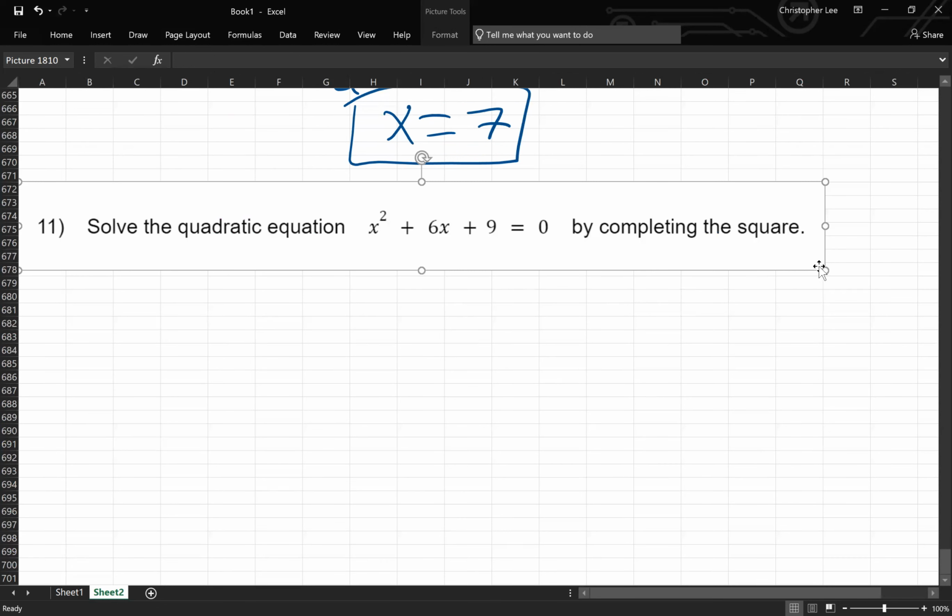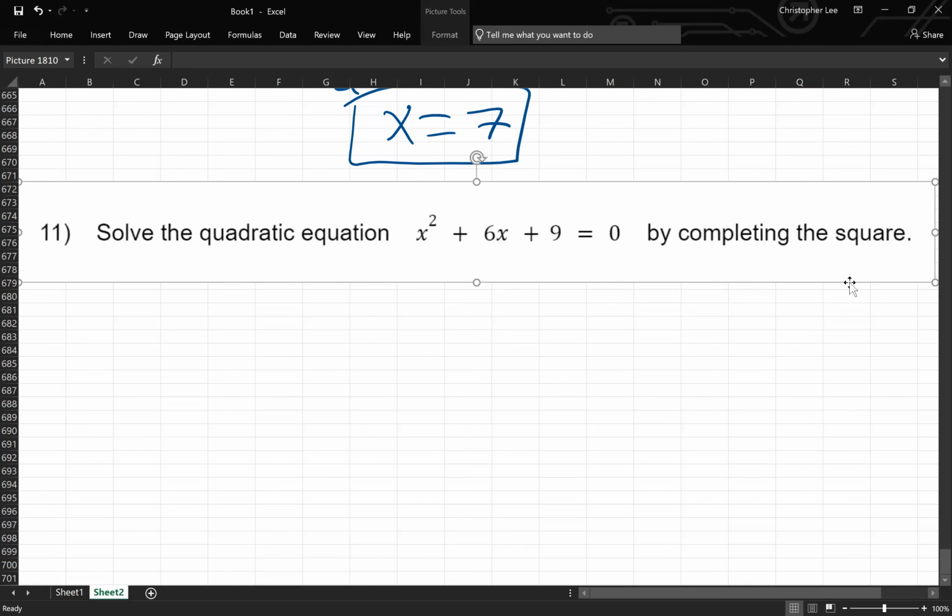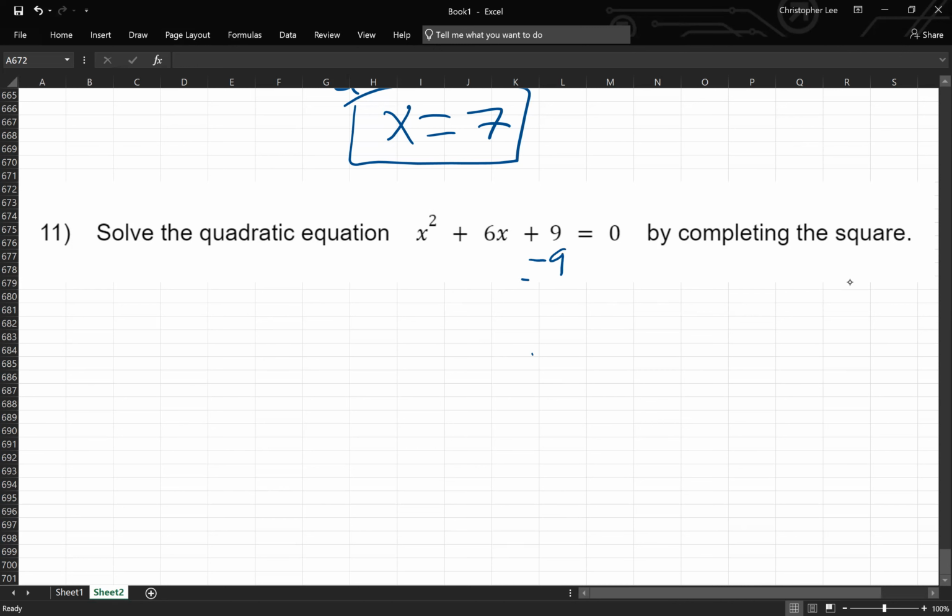How about this question? Say it again. Subtract the 9, very good. What I do to one side, do to the other. So now I have x squared plus 6x minus 9, wait, equals -9. What do I do after that?